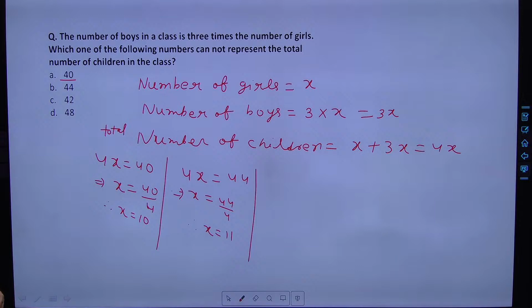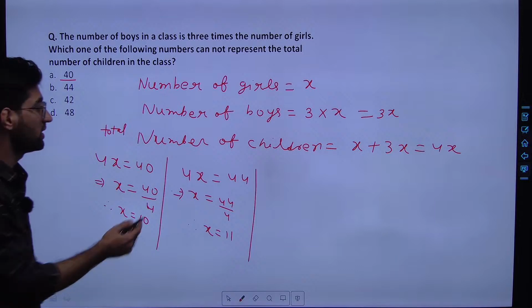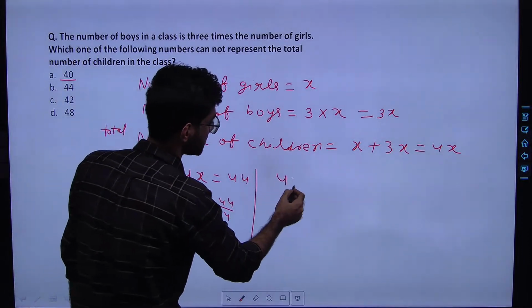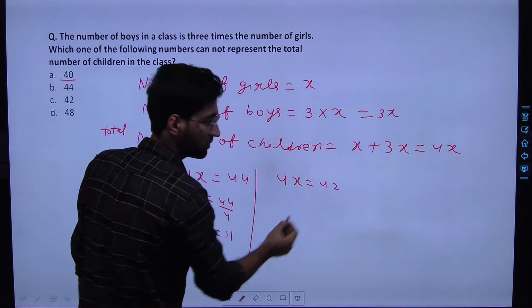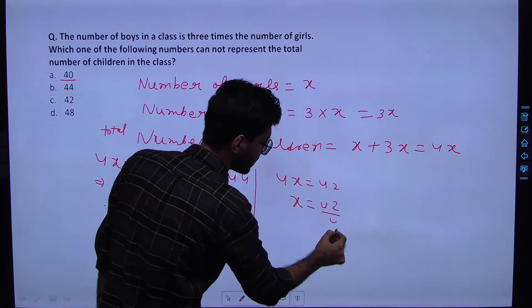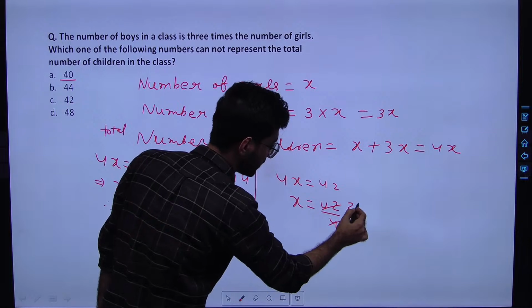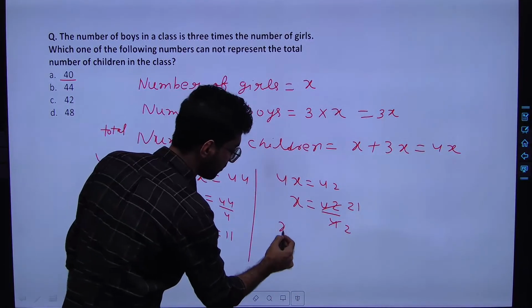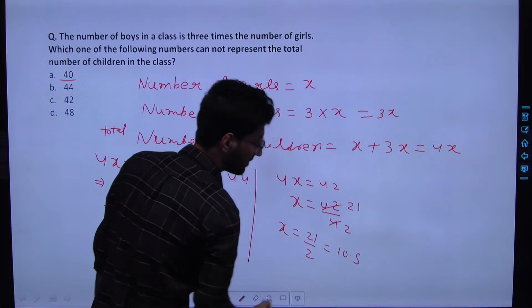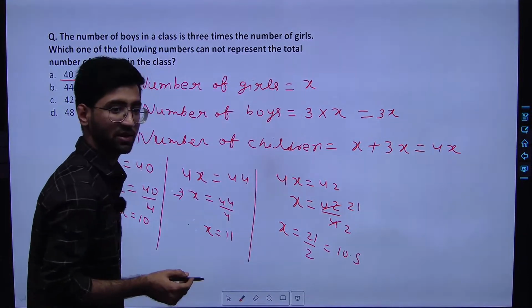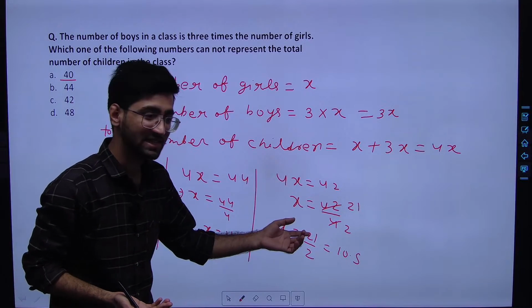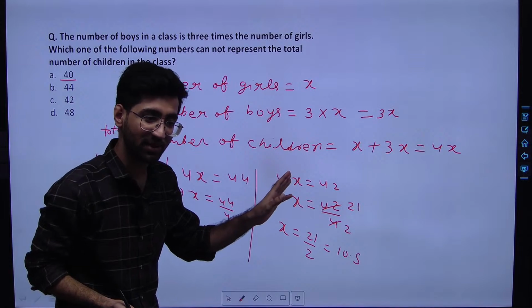Now let us look at option C, that is 42. If 42 is the total number of children in the class, means 4X equal to 42, means X equal to 42 by 4. So 2 into 2, 2 into 21. So X equal to 21 by 2, that is equal to 10.5. Means 10.5 is the number of girls. Can we say that thing? Can we say that 10.5 is the number of girls?